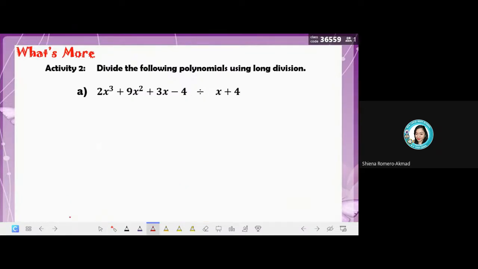Now, I am going to ask you na sagutan itong mga to. Pero, ang sasagutan nyo lang ay ito na lang. Yung A, yung C, at yung D. A, C, D lang. Ay, wala to. Wala to. Yan.